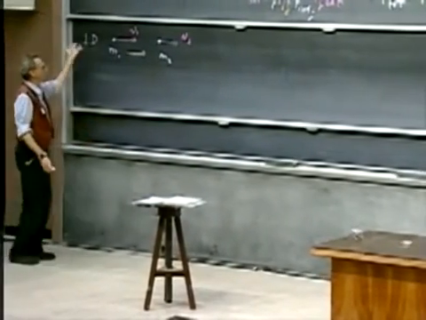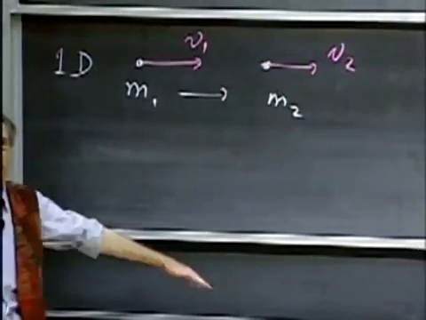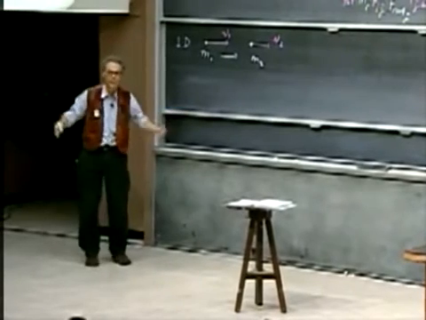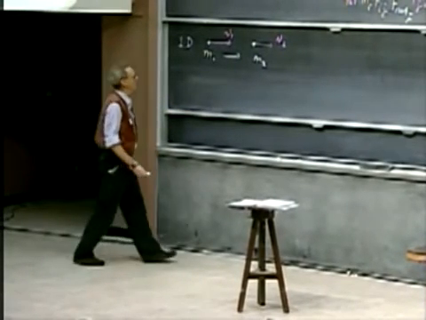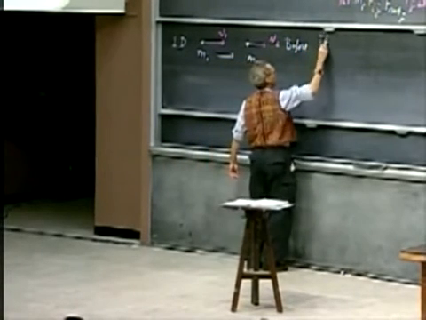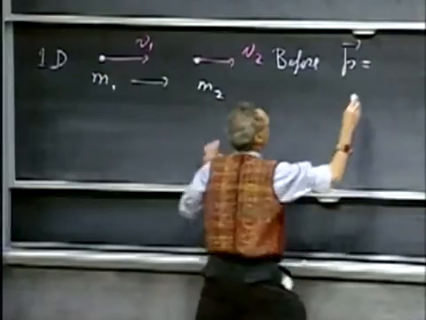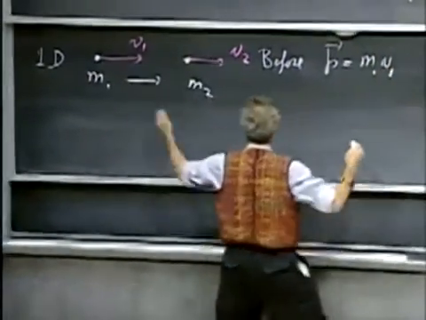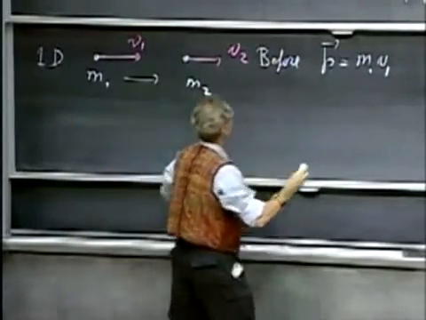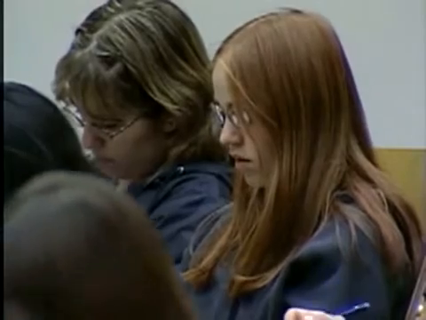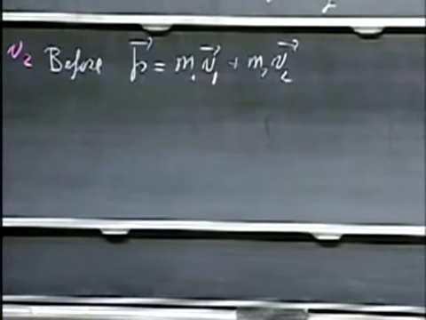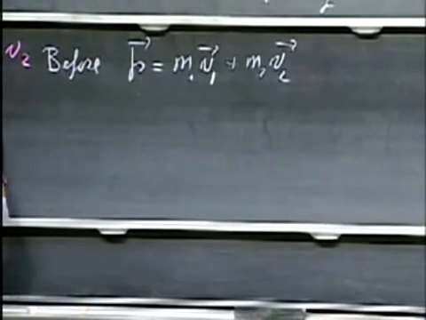Before the collision, I have a certain amount of momentum. I can do this on a horizontal table which is frictionless, or on an ice surface which is nearly frictionless, and I ignore air drag. So this is the situation before. The momentum before equals m1 v1, this is my plus direction, plus m2 v2. I could put vectors over there, but that's not necessary because it's a one-dimensional problem. But if you like that, be my guest. That's the momentum before.